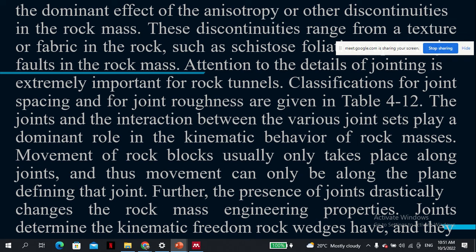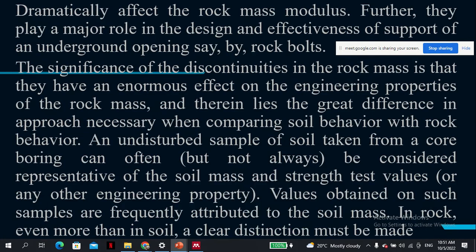Joints usually take space along the joints. Further, they play a major role in the design effectiveness of the support of the underground opening, say by rock bolts. The significance of discontinuities in the rock mass is that they have an enormous effect on the engineering properties of the rock mass, and therein lies the great difference in approach necessary when comparing soil behavior with rock behavior.